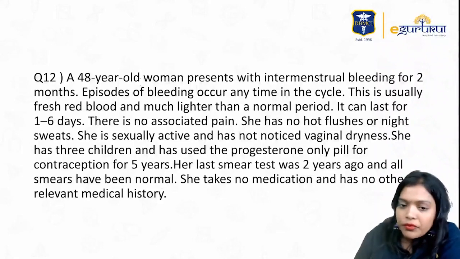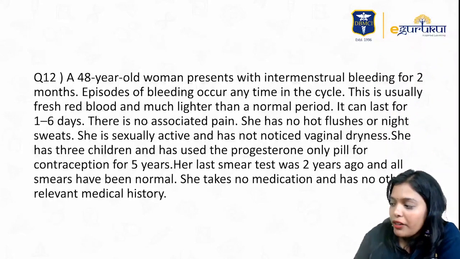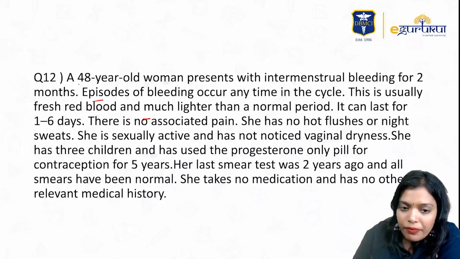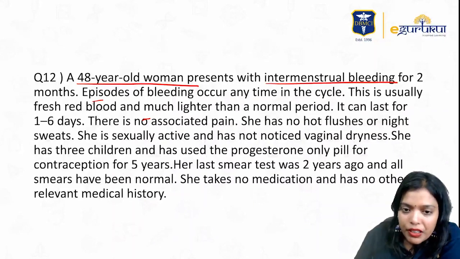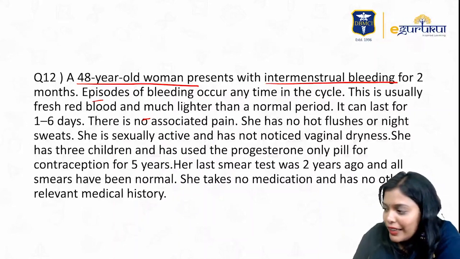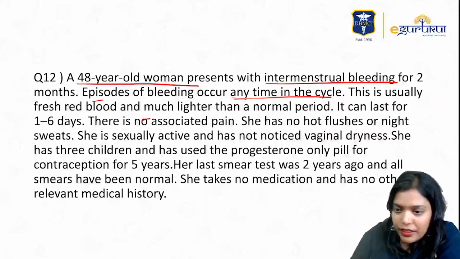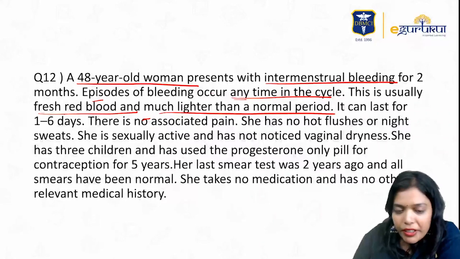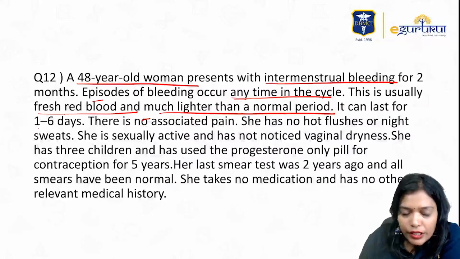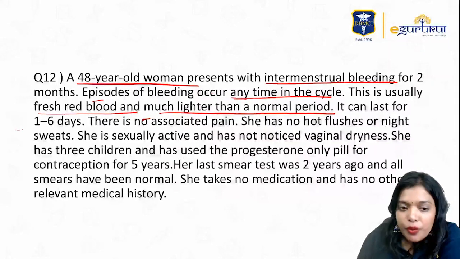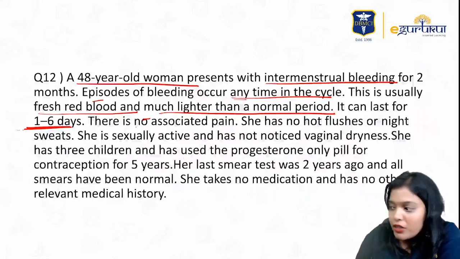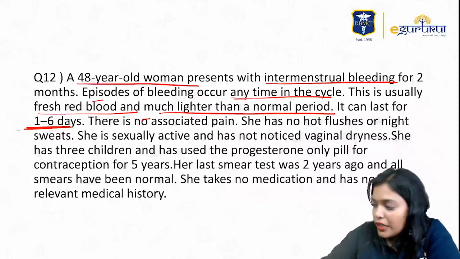Next question. A 48-year-old woman with intermenstrual bleeding for 2 months. Episodes of bleeding occur at any time in the cycle. This is usually fresh red blood, much lighter than a normal period. So there is an intermenstrual bleeding which is fresh red blood, much lighter than a normal period. It can last for 1 to 6 days. There is no associated pain.